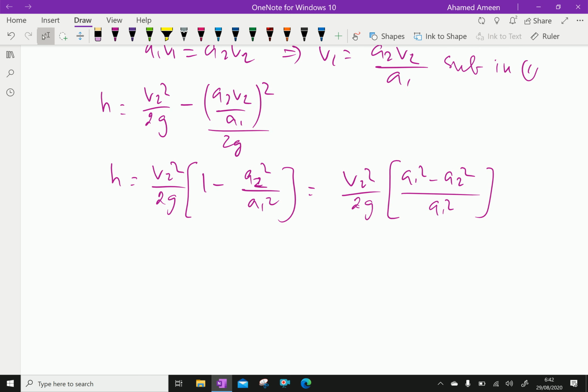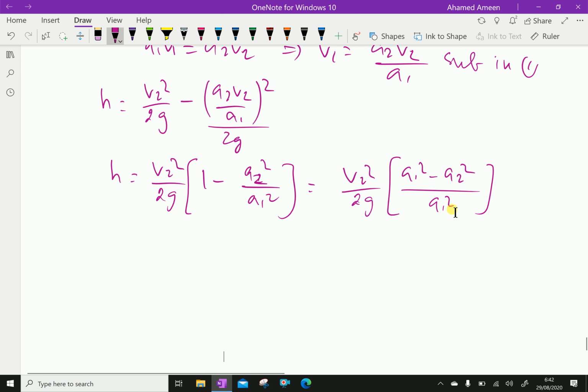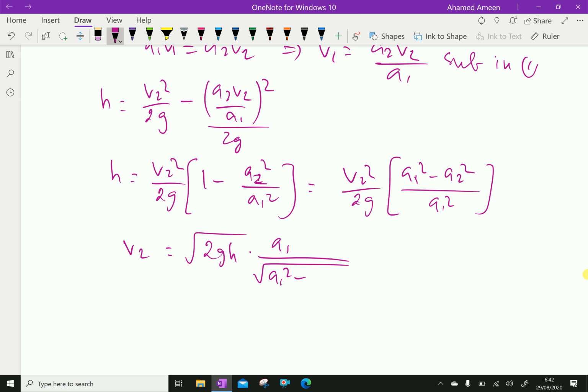Now from this, H is equal to this, therefore we can write V2 equals square root of 2gH times A1 over square root of A1 squared minus A2 squared.